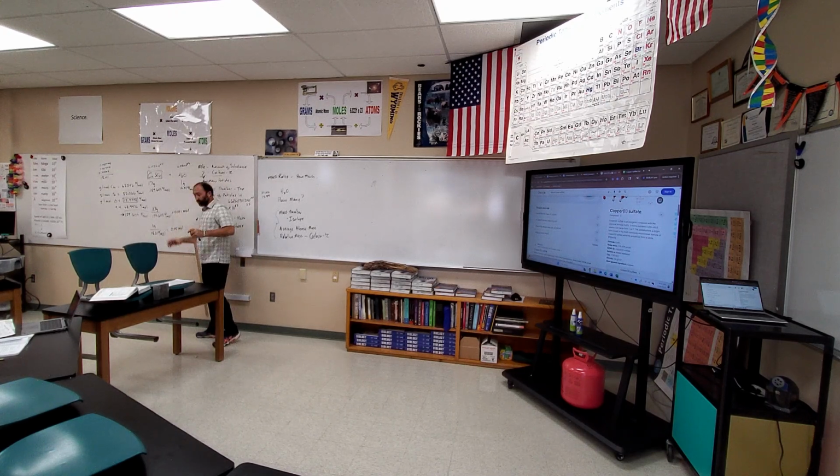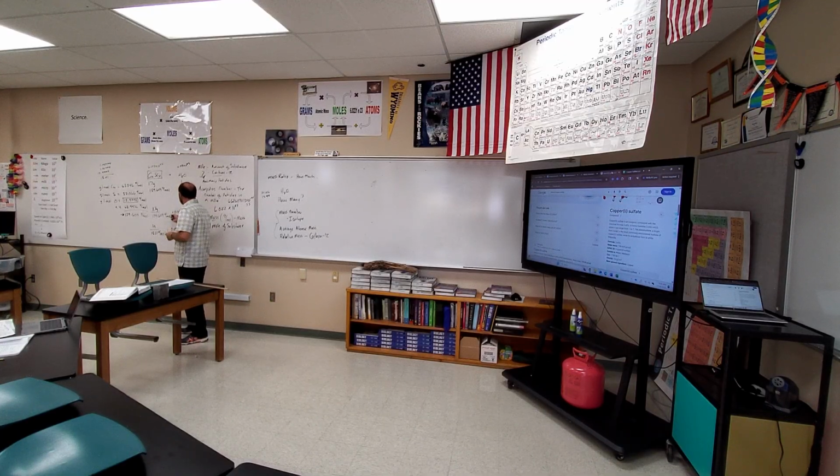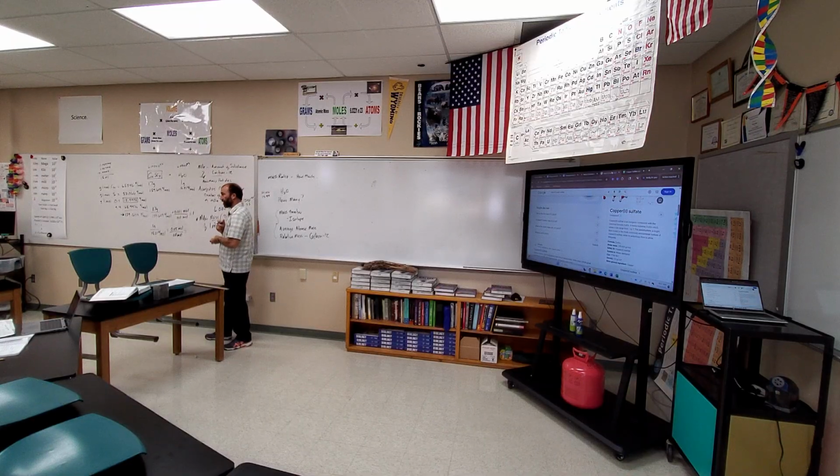But how many relatively? How do we find out our ratio? Exactly how many more? What do we have to do? Do we divide by the bigger one or the smaller one? The smaller one. What do we get there? Oh, there's like 4.5. 4.54?